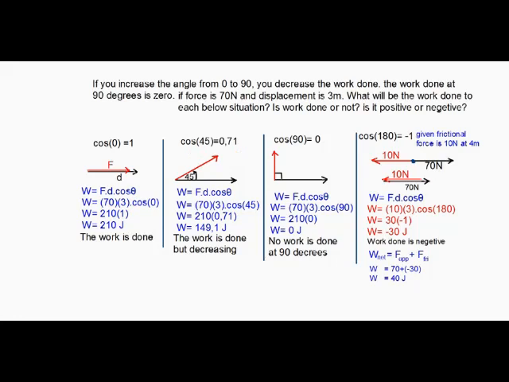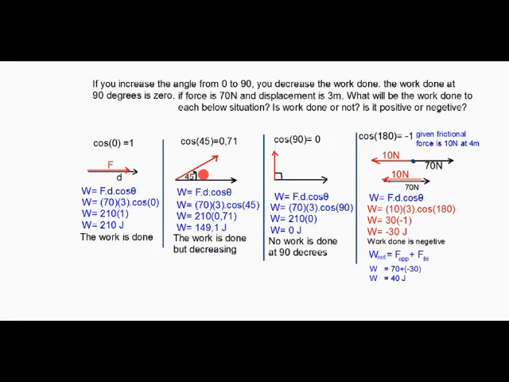Now let's see what changes. The angle was 0, right? We change the angle for the same force and the same displacement. If you increase the angle from zero upwards until 90 degrees, you decrease the work done. If you increase the angle between the displacement and force until 90 degrees, then the work will be 0. But we are going to be looking at how it decreases.